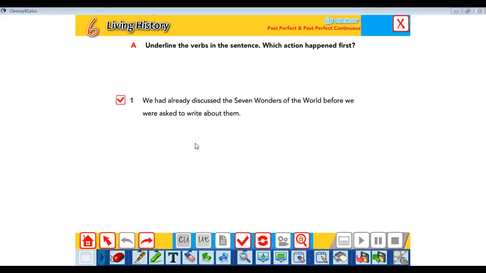And the first question, exercise A: underline the verbs in the sentence which action happened first. Of course, the first action will be past perfect simple or past perfect continuous. If you find past perfect continuous here, you can choose it. So the first action here will be "had already discussed". So underline it, according to the rule. Had already discussed: had plus past participle, and this is the first action, past perfect simple.